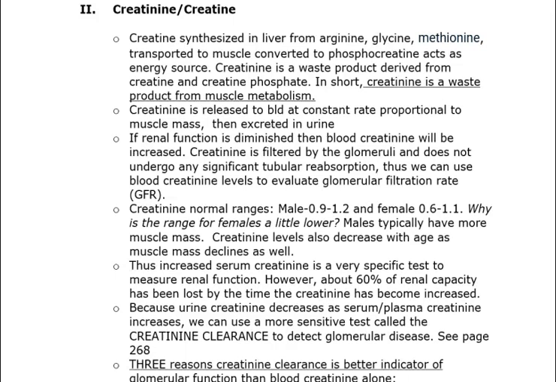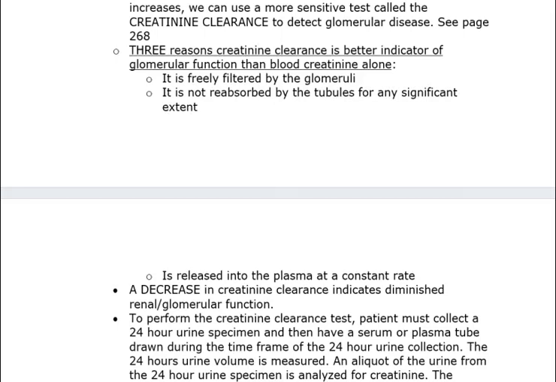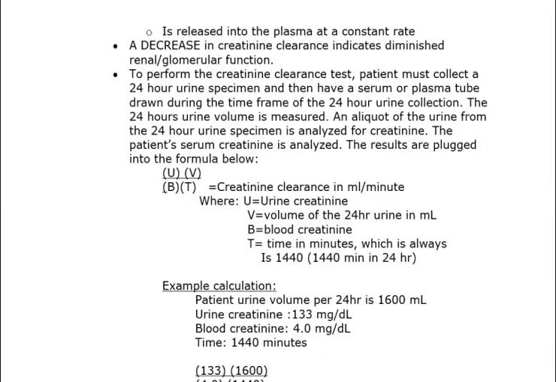Because urine creatinine decreases as serum plasma creatinine increases, we can use a more sensitive test called the creatinine clearance test to detect glomerular disease. There are 3 reasons the creatinine clearance is a better indicator of glomerular function than the blood creatinine alone. It is freely filtered by the glomeruli. It is not reabsorbed by the tubules to any significant extent, and it is released into the plasma at a constant rate. So a decrease in the creatinine clearance indicates diminished renal glomerular function.